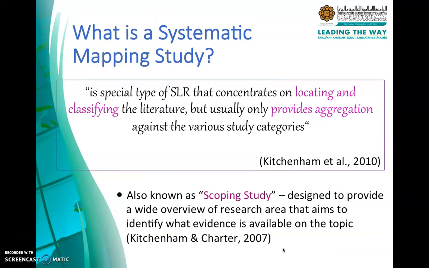And there is another kind of secondary study, what we call a systematic mapping study. A systematic mapping study is actually a kind of SLR. It is a kind of systematic review that concentrates on locating and classifying literature, and usually only provides aggregation against various study categories. So here, a mapping study is also a type of SLR. We will see the difference between SLR and mapping study.